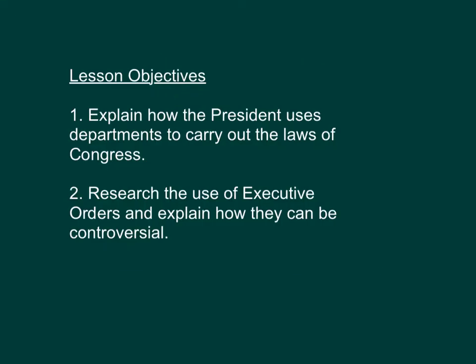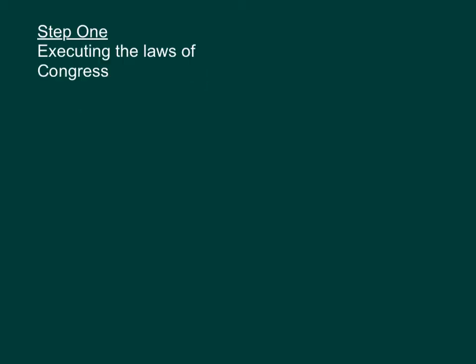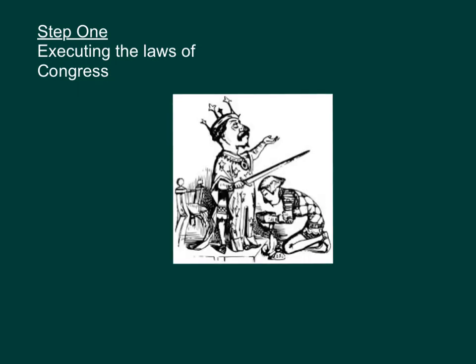The president has many powers and responsibilities, and so today we're going to look at his major job, which is to carry out the laws of Congress. And so we're going to look at how the president does that using departments, and we're also going to look at something called executive orders, and you're going to do a little research to understand what those are and why they might be controversial.